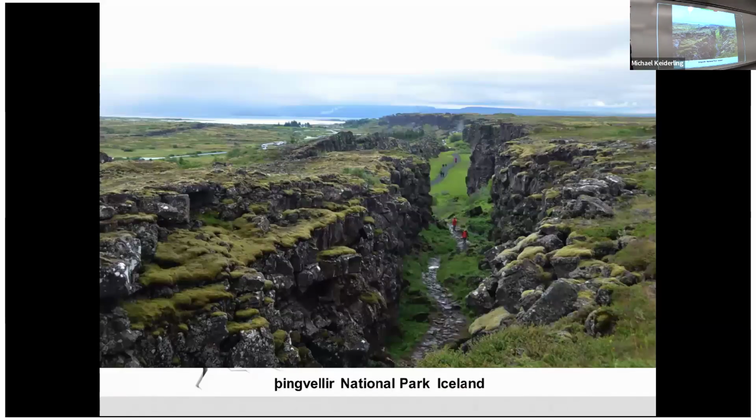Thingvellir National Park in Iceland is one of the classic locations where the Earth is splitting apart. On the right-hand side of the picture, we see the North American plate. On the left side, the European plate. As the plates are splitting apart, this rift or gap is opening up. This occurred through divergent motion.